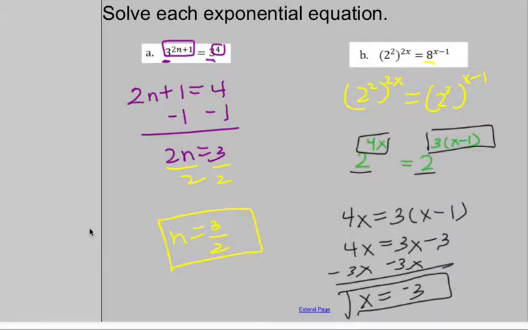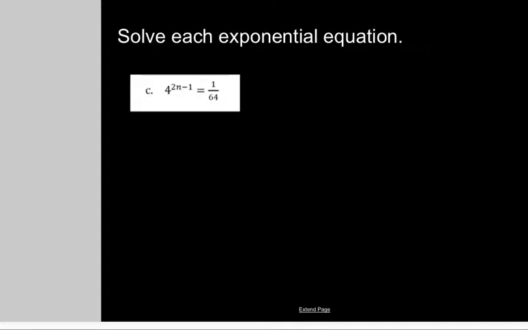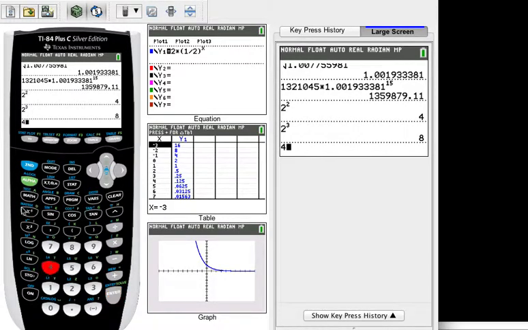All right, we have one last example to do, so bear with me as we finish this note sheet up. We need to solve this exponential equation. This one is a little bit trickier, okay? So I have 4 to the 2n minus 1. I have to think, can I make 64 be 4 to some power? So let's just try. We know 4 squared is 16.